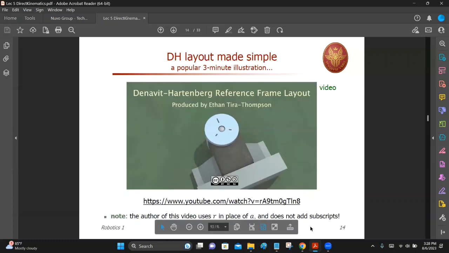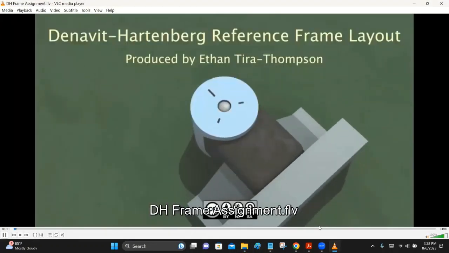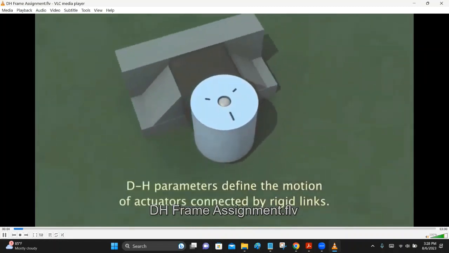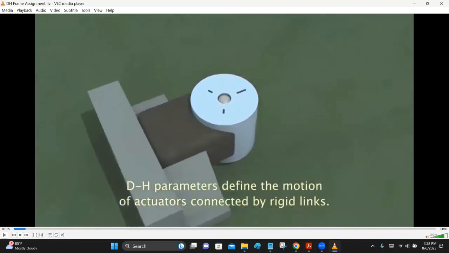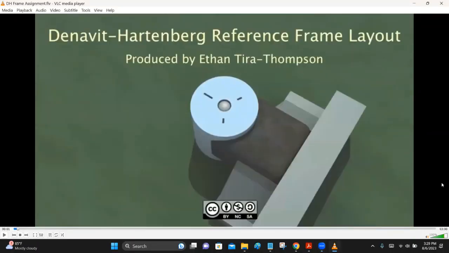Now, let me show you this little video on coordinate frame assignment. Do you hear the sounds? I don't think so. So let me share the screen again with sounds. So watch this carefully. This explains how you assign the axes for the joints and how you identify the DH parameters, the 4 DH parameters, okay?